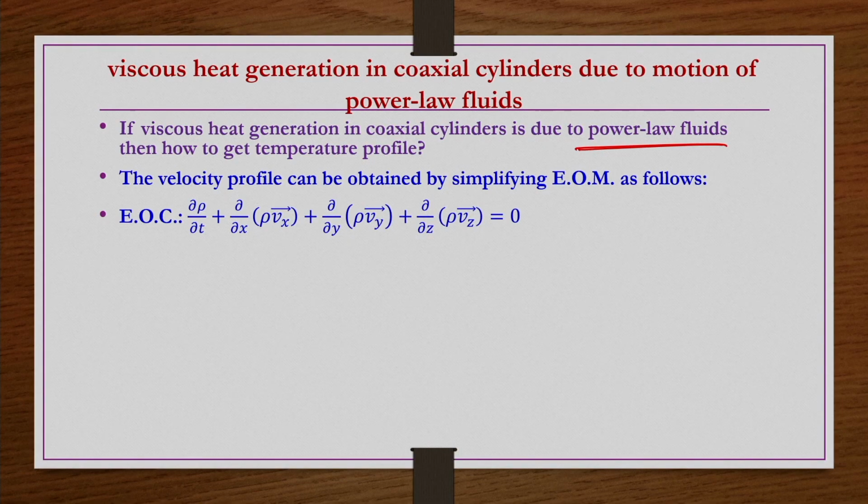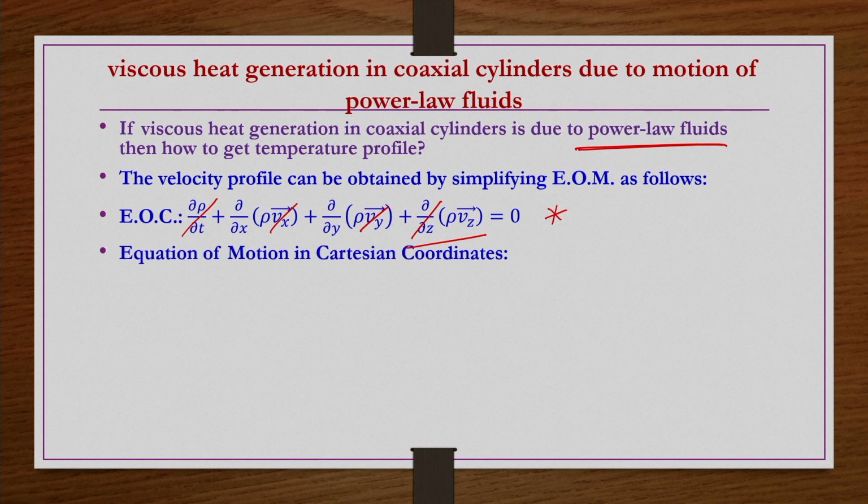See, the same equations of continuity and motion we will write in Cartesian coordinates and then apply the constraints to get the velocity profile. Okay. So, the continuity equation is given here. Steady state, so this term is 0, Vx is 0, Vy is 0, and Vz is not a function of z, it is a function of x only. So, this term is also 0, which means continuity is satisfied.